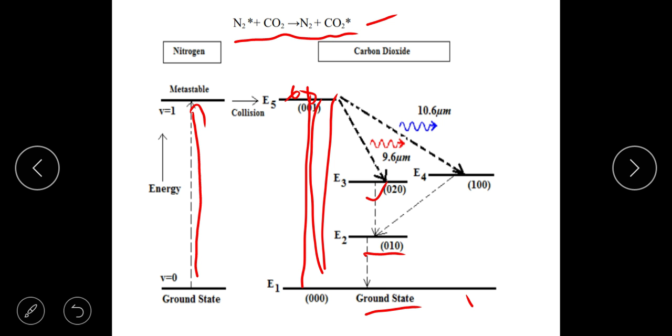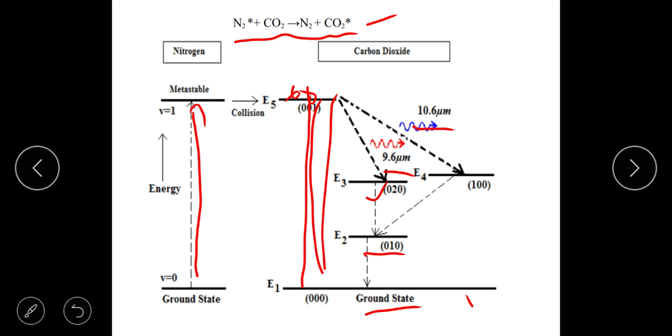In fact, two such emissions are possible: one between E5 and E3, and one between E5 and E4. Between E5 and E3, you will get a laser of wavelength 9.6 micrometer. Between E5 and E4, you will get a laser of wavelength 10.6 micrometer.